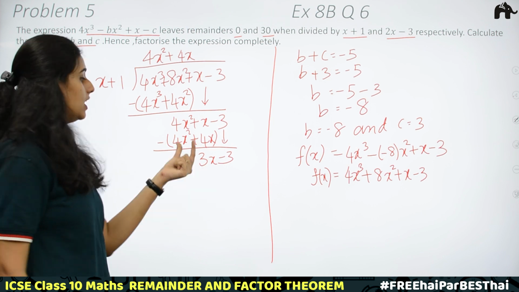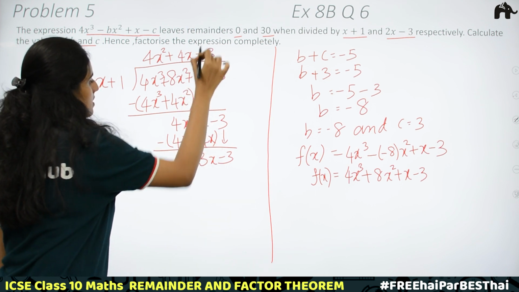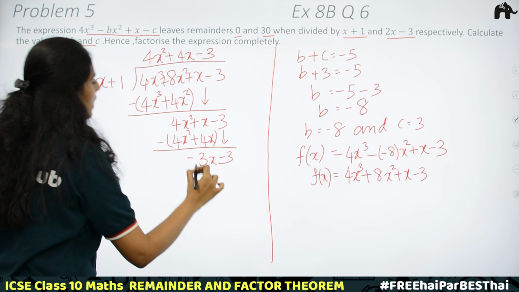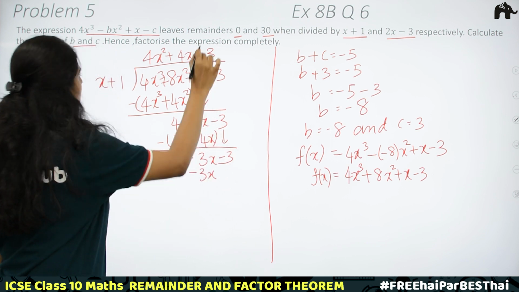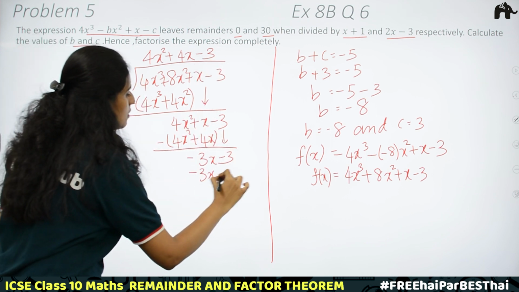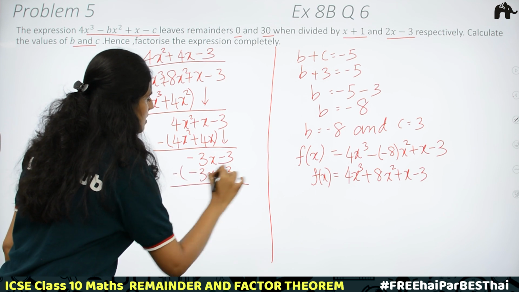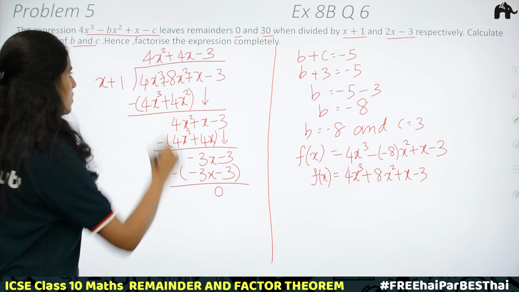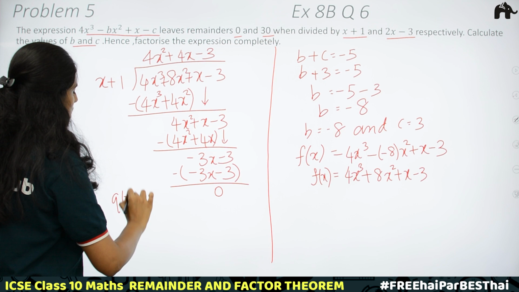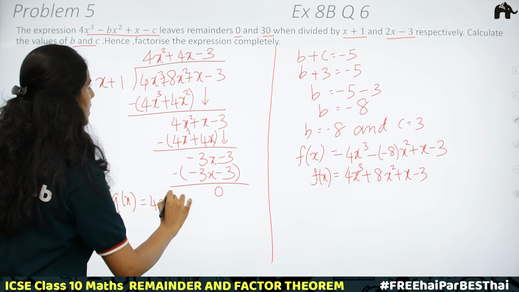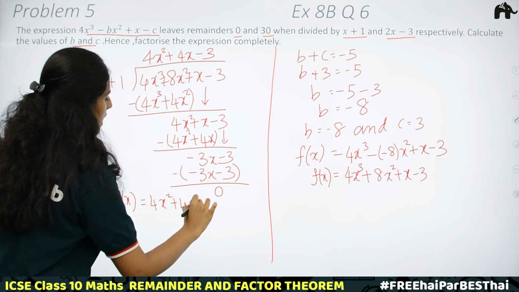Minus 3x is obtained when x is multiplied with minus 3. That is minus 3 into x is minus 3x, minus 3 into plus 1 is minus 3. On subtracting, we get remainder 0. So, Q of x is equal to 4x square plus 4x minus 3.